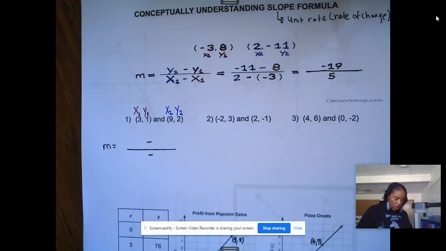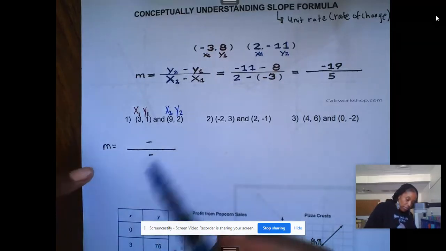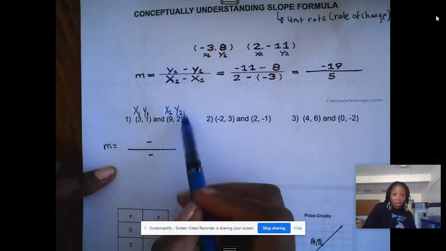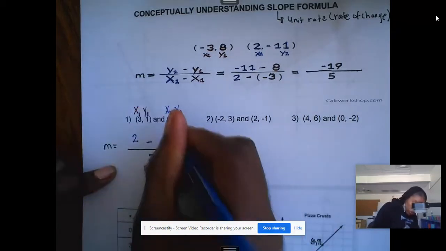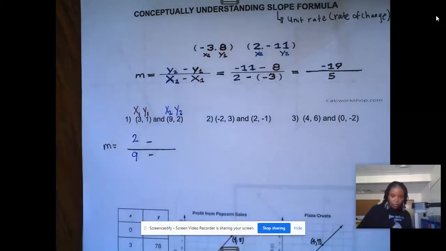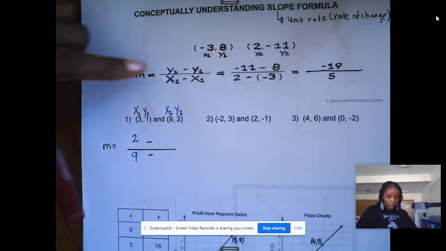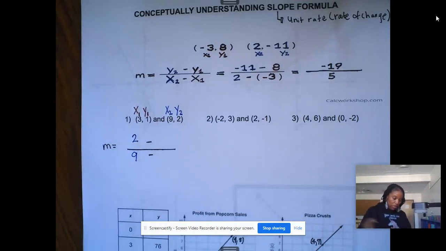Now all you're doing is plugging in. Remember, m is the letter for your slope. I'm plugging in my blues. Remember, y's are on top, so I'm just going to do a positive 2 here. Blues go together, so the 9 goes down at the bottom. Just remember, y's are on top. Then I'm going to get my red and do the same thing.